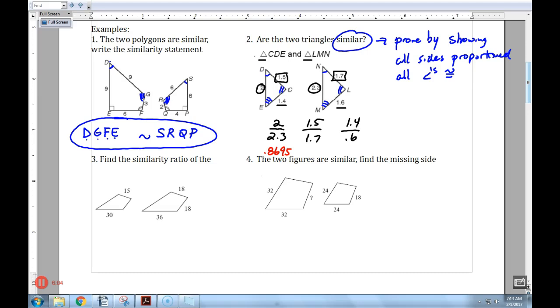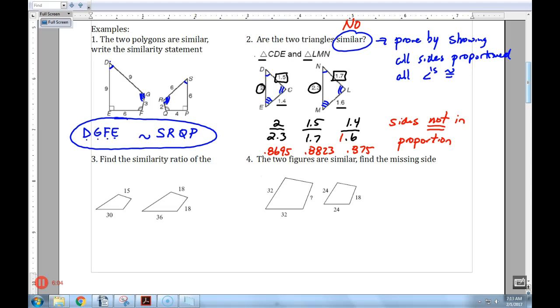And let's check the next one, 1.5 divided by 1.7. This one is close, but it's not the same. It's 0.8823, blah, blah, blah. And when I do the last one, 1.4 divided by 1.6, I get 0.875. So the sides are not in proportion. So the answer to the question is no, they are not similar. Those decimals down there have to match up exactly.